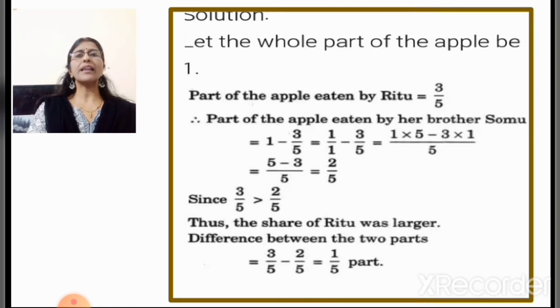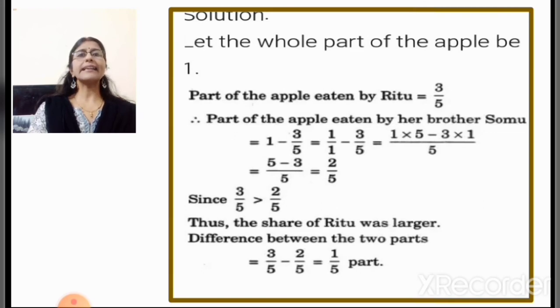So 1 can be written as 1/1. We'll take the LCM of 1 and 5. 5 will be the LCM. We will write 5 in the denominator. So then 1 will be multiplied by 5. The numerator is 1, which is again multiplied by 5. 1 into 5 minus. Now in the next fraction 5 is there in the denominator. So 5 will be multiplied by 1 to get 5. Same thing we'll do with the numerator also. 3 will be multiplied by 1. Now next step you see, 1 into 5 is 5 minus 3 into 1 is 3. So 5 minus 3 upon 5. 5 minus 3 is 2/5.